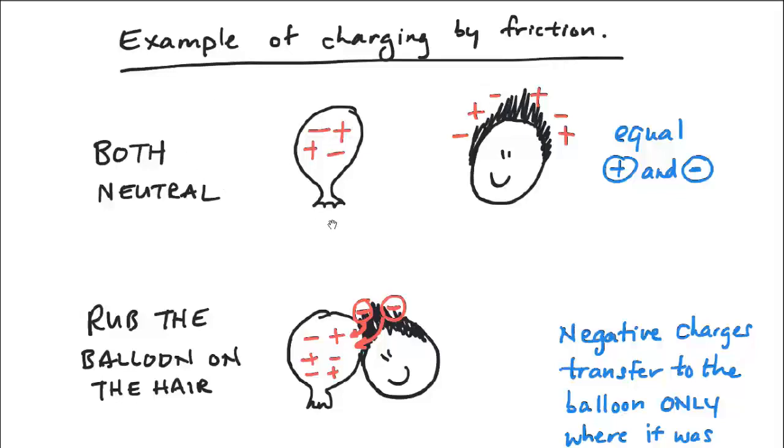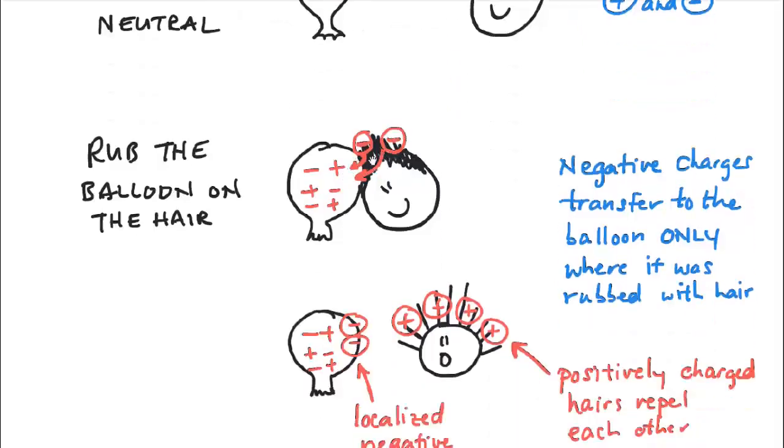When you first start out with the balloon and your hair, you've got an equal number of charges. This is a neutrally charged balloon, so it has an equal number of positives and negatives. And your hair is actually also, unless you've already got some static in it, it's also neutral. So you can count and see there's an equal number of positives and negatives. When the balloon gets rubbed on your hair, because the rubber of the balloon is lower on the electrostatic series, it has a higher electronegativity than your hair does, it will steal electrons from your hair.